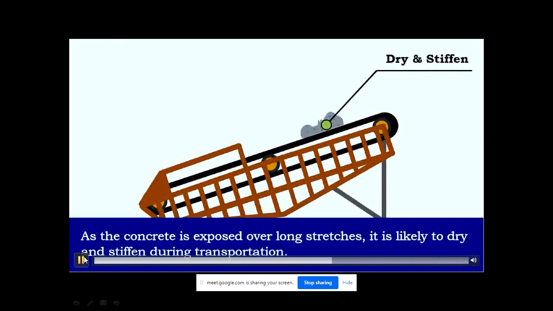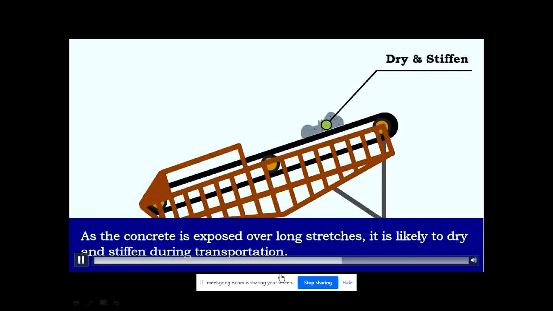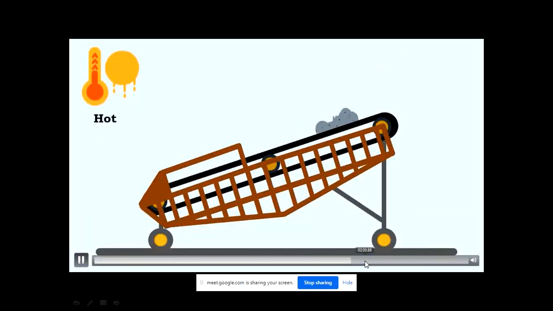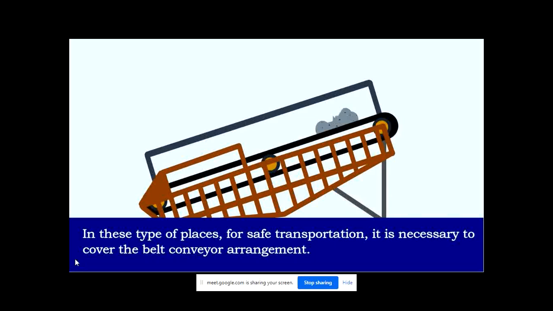And also, as the concrete is exposed over long stretches, it is likely to dry and stiffen during transportation, particularly in hot places. For safe transportation, if there is no other option for us to transport the concrete, and we have a condition that we have to use a belt conveyor only, then the belt conveyor has to be covered with fiberglass at the top, so that the concrete is not exposed to the environment.